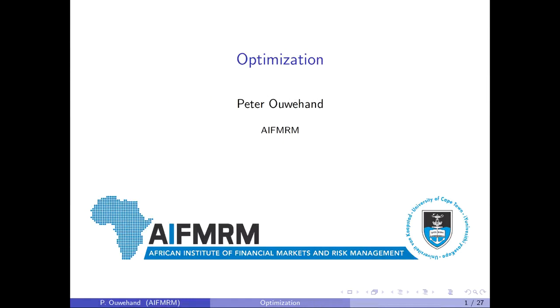Hi everyone. This lesson is about optimization, which is to find the maximum or minimum of a function. In finance, we would like to maximize returns or minimize risk. In statistics, we would like to maximize likelihood. And optimization is a core part of a lot of the things that a risk manager has to do.